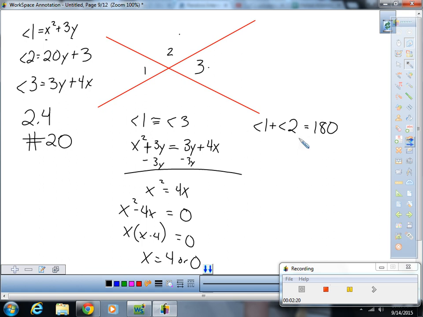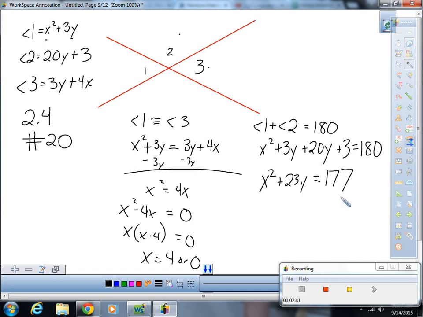And you got x squared plus 3y plus 20y plus 3 equals 180. I'm just going to clean that up a little bit. X squared plus 23y equals 177. Well, we know that x is either 4 or 0. Okay? Well, if we put in a 4, we'll get 16 plus 23y equals 177.